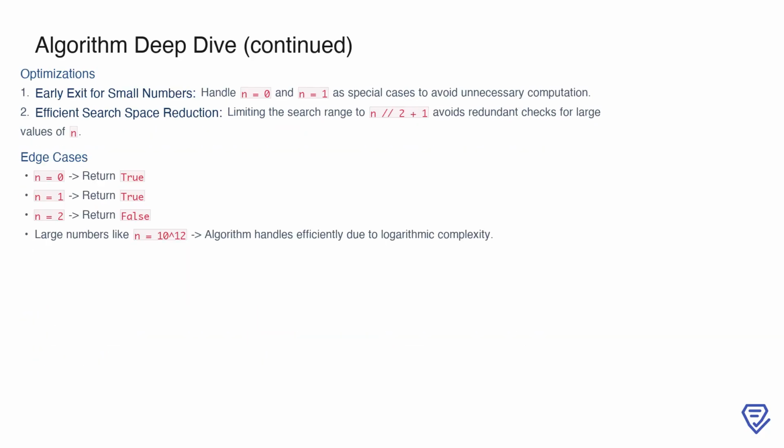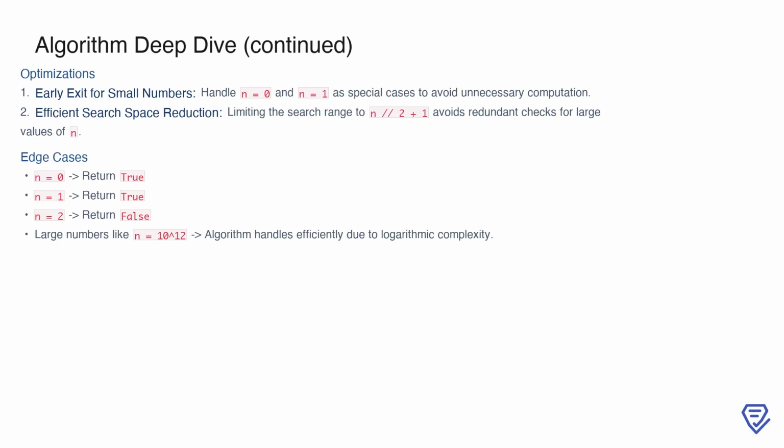To further optimize the solution, we take advantage of certain observations. First, we handle small numbers like n equals 0 and n equals 1 as special cases, allowing us to return results immediately without performing any unnecessary computations. Additionally, reducing the search space to n//2 plus 1 significantly cuts down the number of iterations needed for larger values of n, improving overall efficiency. It's also important to consider edge cases. For example, if n equals 0 or n equals 1, we return true since both are perfect squares.